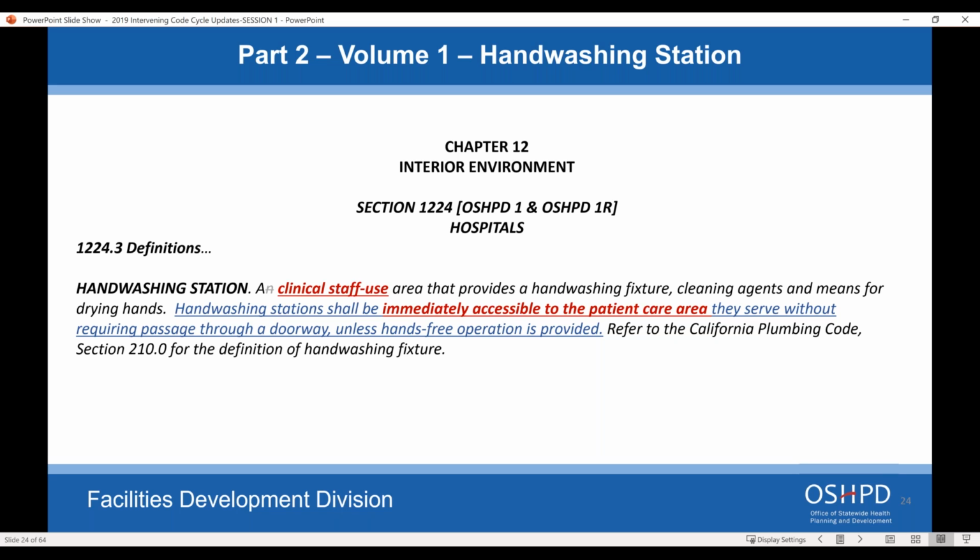Hand washing stations shall be immediately accessible to the patient care area they serve without requiring passage through a doorway unless hands-free operation is provided. You'll see this a lot with nourishment rooms or nourishment areas. Either one's required, but if you have a door, you need 2 sinks in that nourishment room. If it is open to the corridor and there's a hand washing fixture outside of that nourishment area, you only need the one utility sink inside the nourishment area.